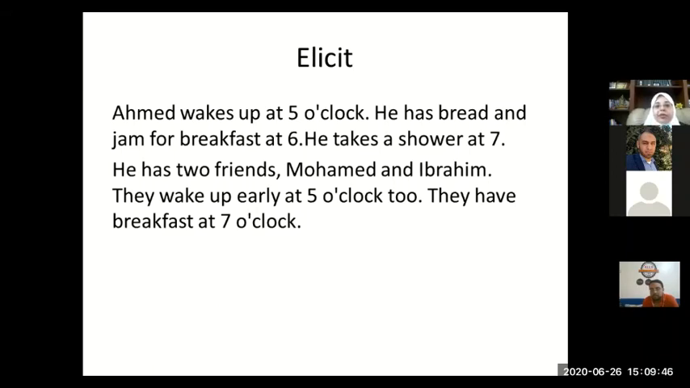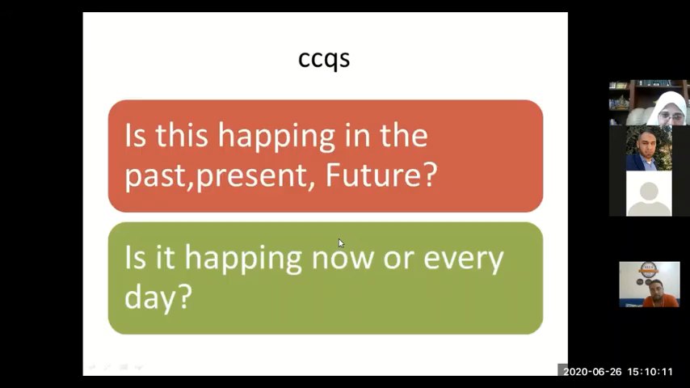Okay, so they would, in this case, give me some sentences like, he takes a shower at 7, he has breakfast at 6 o'clock, and so on, or he has bread and jam for breakfast. So they are using the present simple tense, okay? And this is how I elicit the first stage. And then I move to the second stage, which is the concept checking.